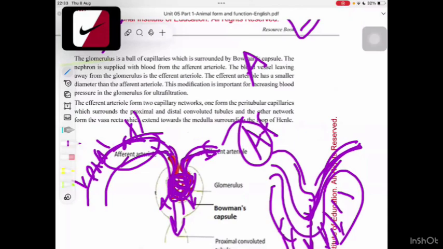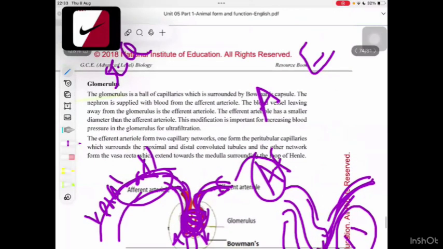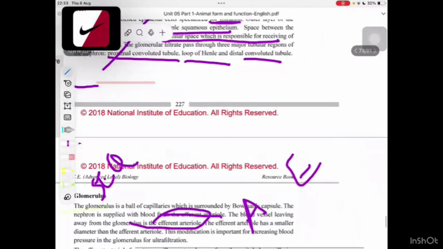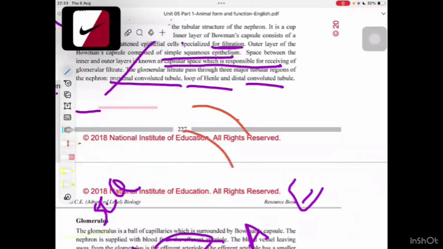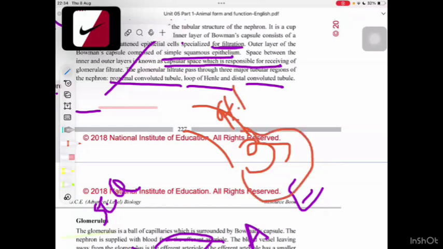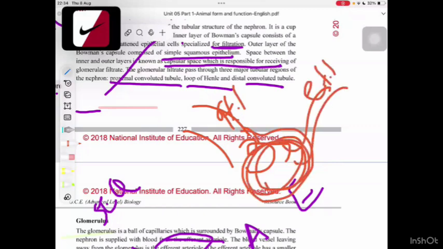Okay, so the nephron is supplied with blood from the efferent arteriole. The blood vessel leading away from the glomerulus is the efferent arteriole. Efferent arteriole has a smaller diameter. It's because of this reason. Now this afferent arteriole will have a large diameter, okay, and then afferent, A, and then it gets converted into a ball of blood capillaries like this, and then the efferent arteriole is formed.